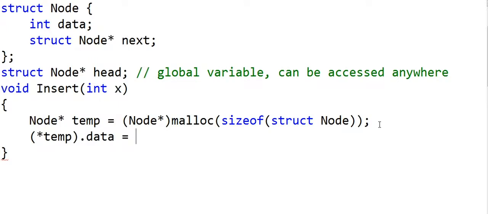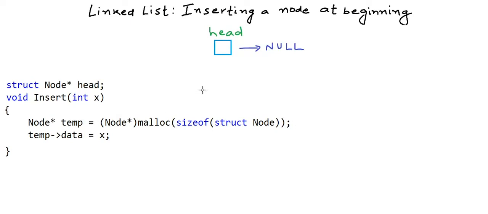So the data part will be x, and we have an alternate syntax for this particular syntax. We could simply write something like temp and this arrow, and it will mean the same thing, and this is more common. With these two lines in the insert function, all we are doing is creating a node. Let's say we get this node, and let's assume that the address that we get for this node is 100. Now there is a variable temp where we are storing the address.